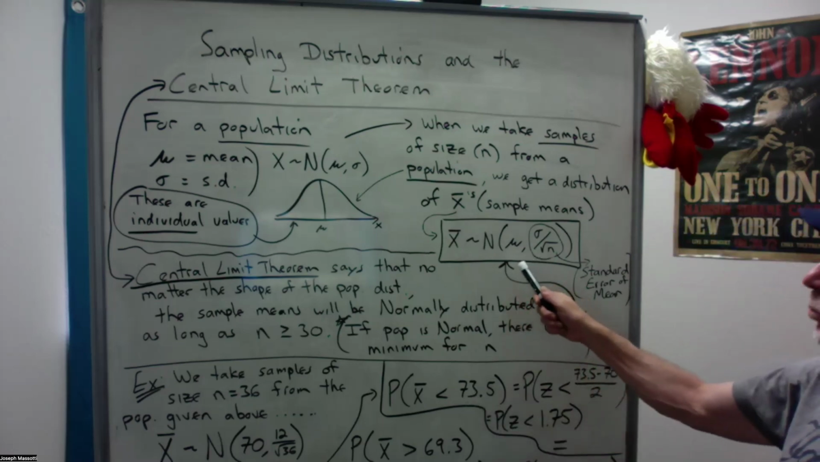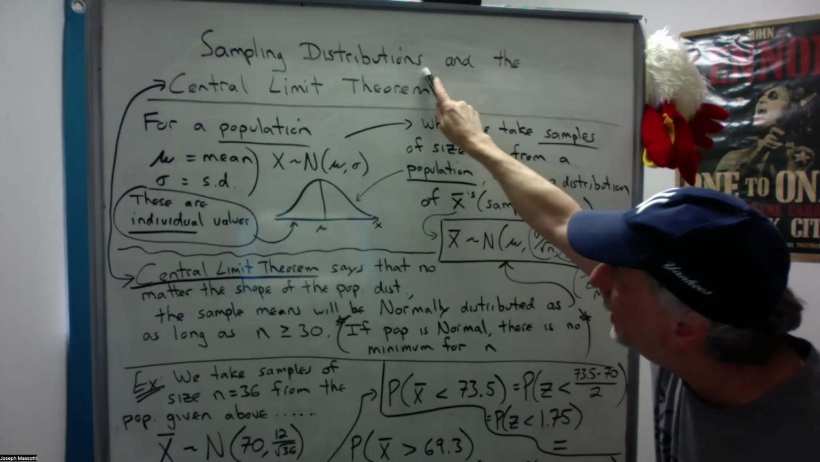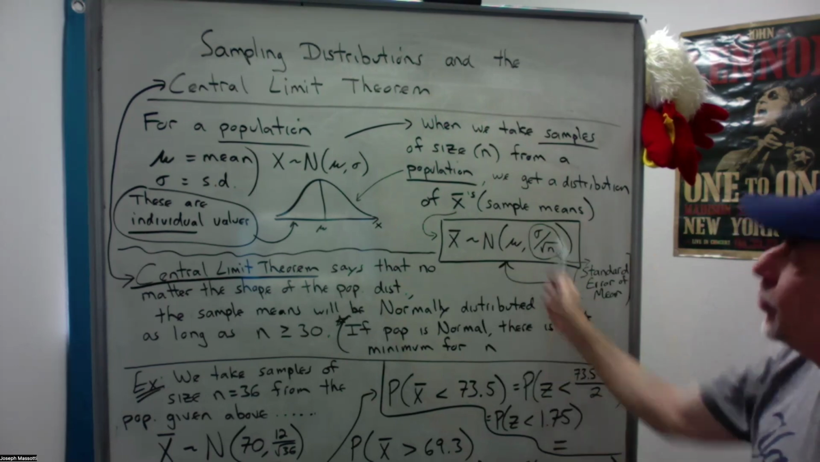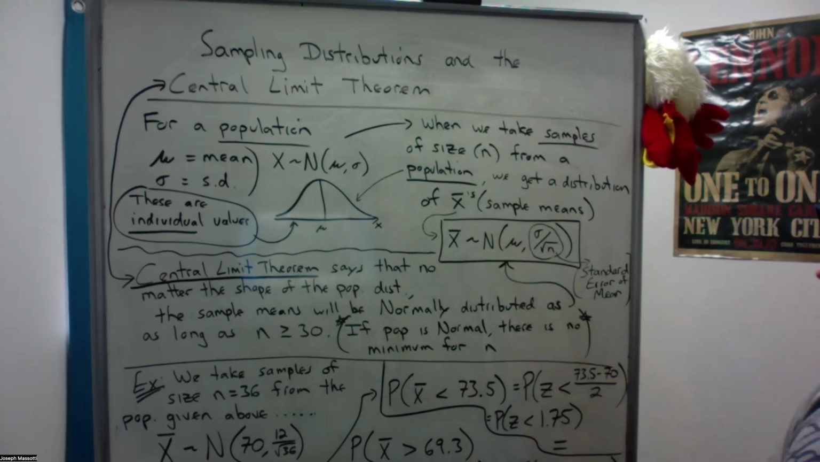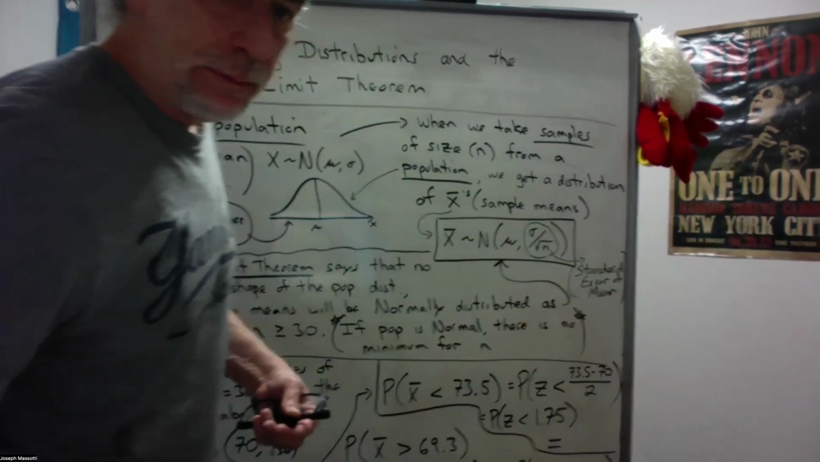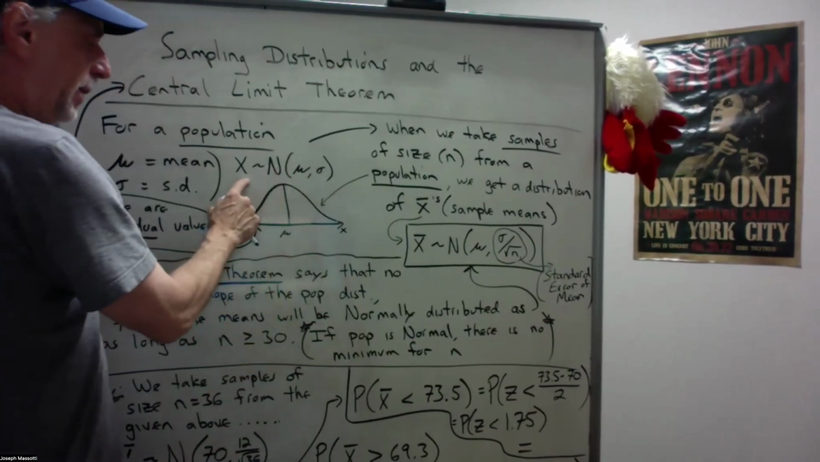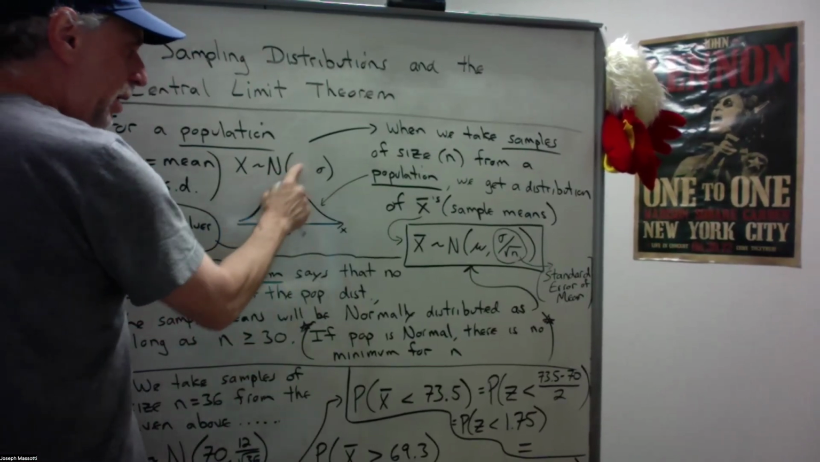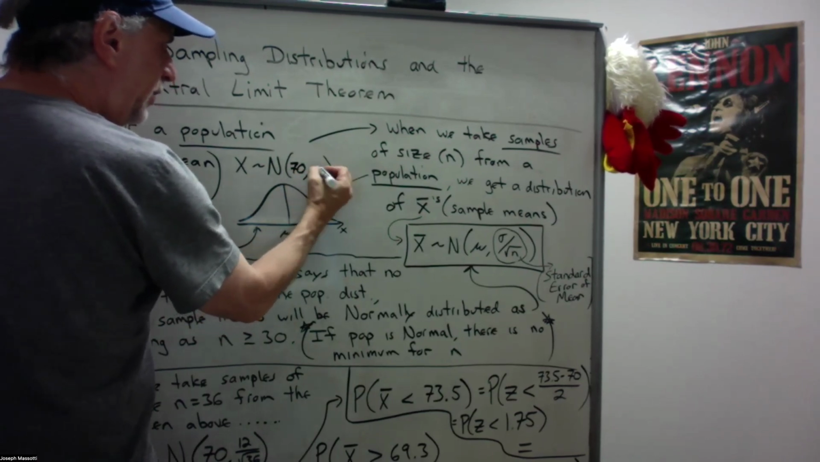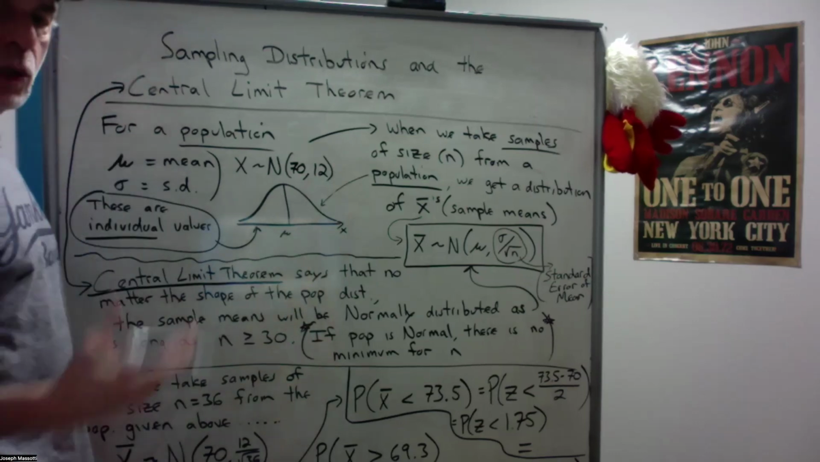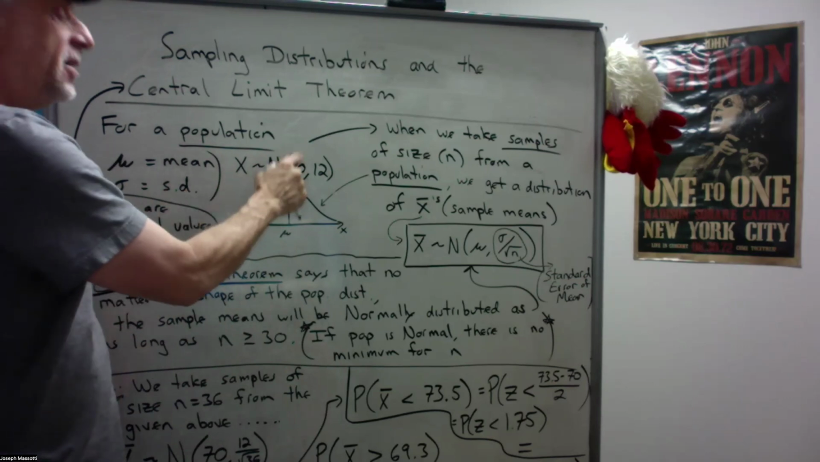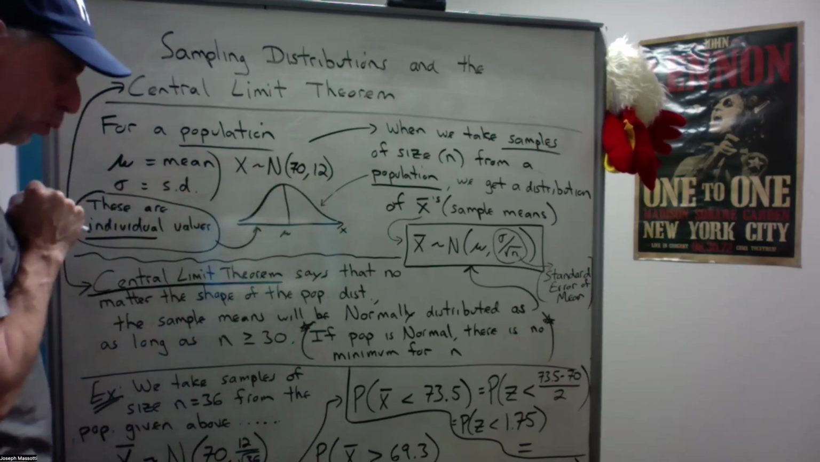Right now, we just want to understand what a sampling distribution is and what the central limit theorem tells us about that sampling distribution of the sample mean. So let's look at an example. Let's say, I'm just going to make up some numbers here. Let's say we have a population distribution that's normally distributed with a mean of 70 and a standard deviation of 12. Okay, so we're given this information that the population distribution is normally distributed, has a mean of 70 and a standard deviation of 12.